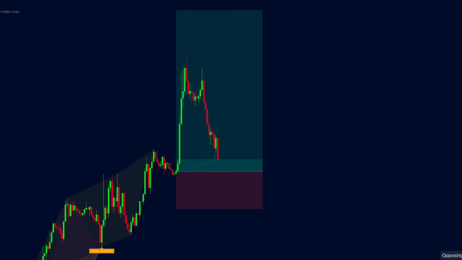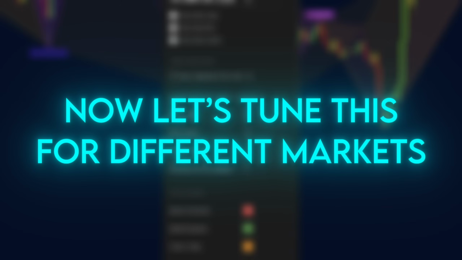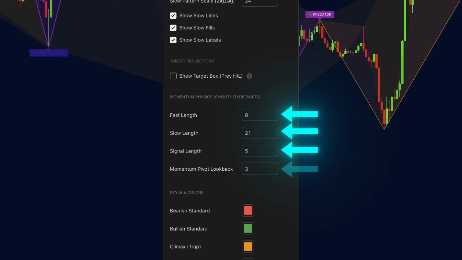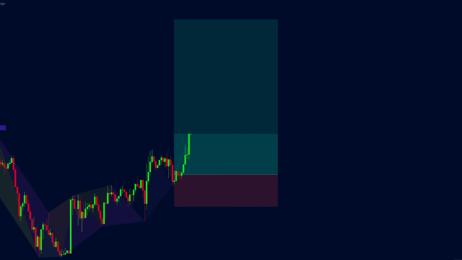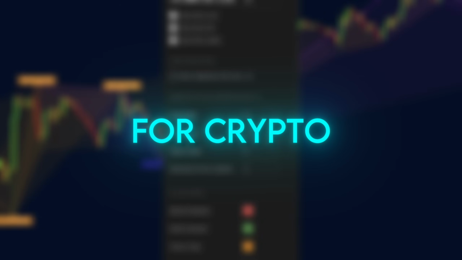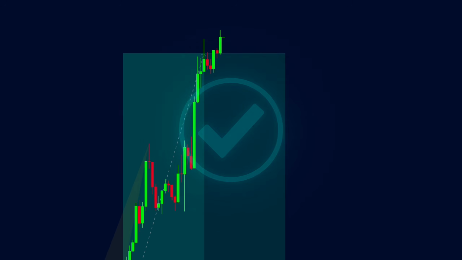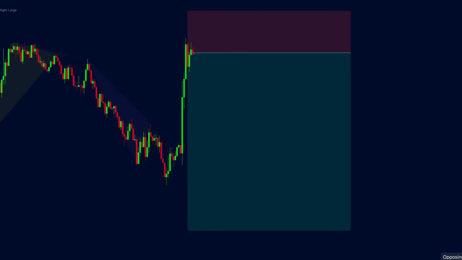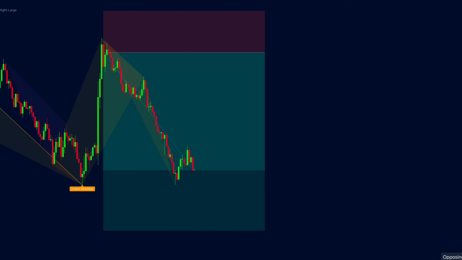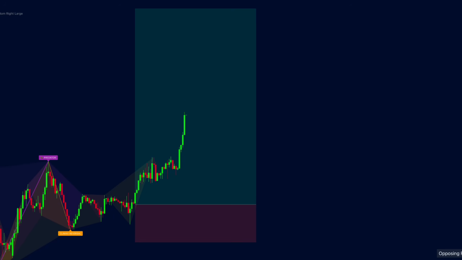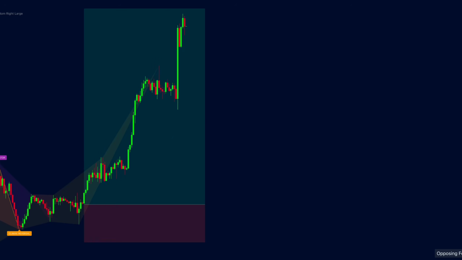A signal without context is not a signal. Now let's tune this for different markets. For forex, the original settings 8, 21, 5, 3 work well on major pairs, especially during London and New York sessions when momentum patterns are cleaner. For crypto, patterns can fire quickly, so you might tighten look back to 2 or use lower time frames, but always wait for the full pattern to complete before entering. For stocks, signals are cleaner on higher time frames. Don't scalp patterns unless you confirm them with structure and volume. For gold, divergence patterns hit harder, so you want the dashboard aligned strongly before taking a trade.